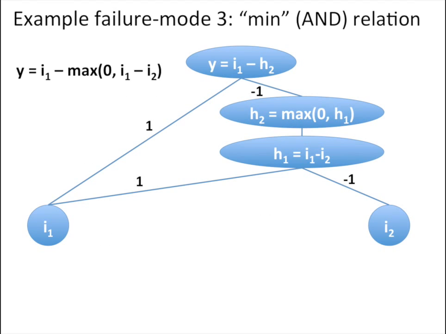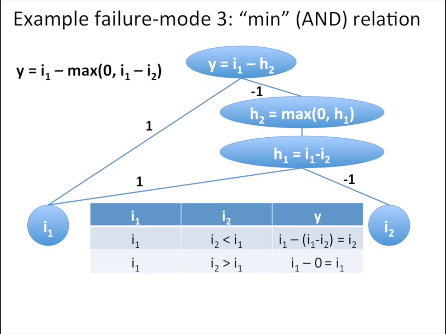So consider the network shown, which is computing the function y is equal to I1 minus max of 0, I1 minus I2. When I2 is less than I1, H1 is positive, meaning H2 is equal to I1 minus I2, and y becomes I2. Similarly, when I2 is greater than I1, H1 is negative, so H2 is 0, and y is just I1. In other words, y is min of I1, I2.